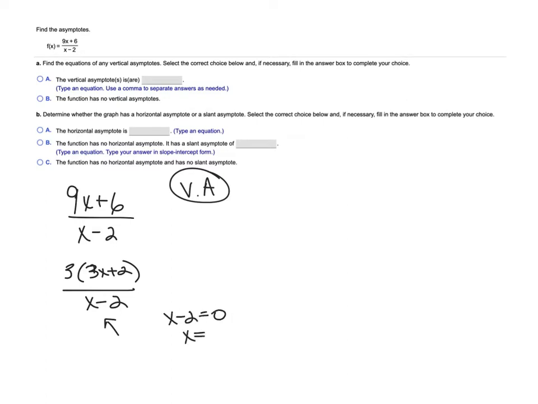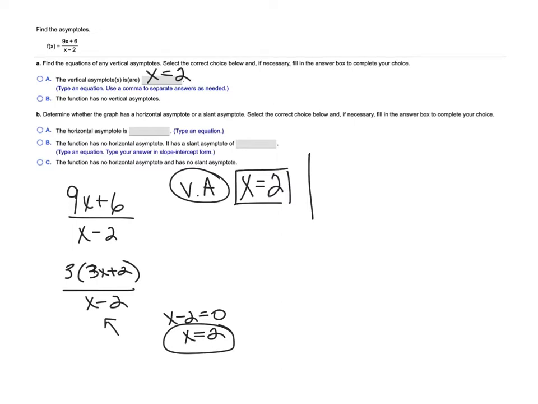You get x equals 2. This is your vertical asymptote. So when you list it, it's very important. You must type in x equals 2, not just 2, because x equals 2 is the equation of a vertical line. Okay? Now, that was A, x equals 2. We'll put it right here.